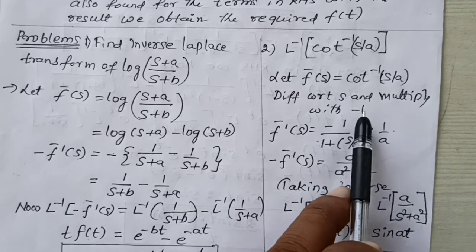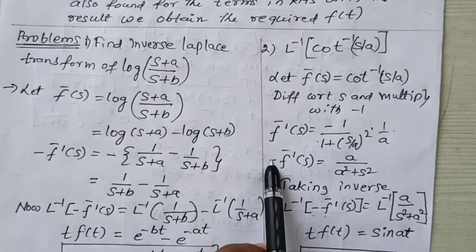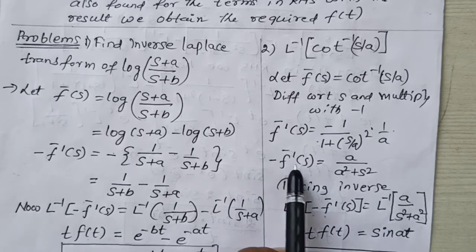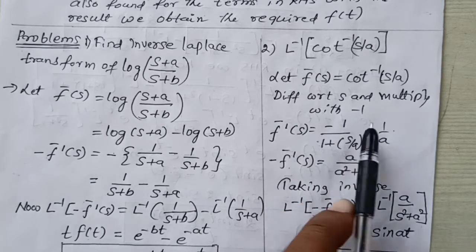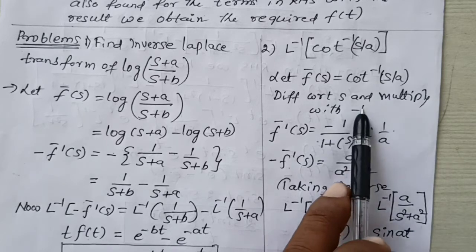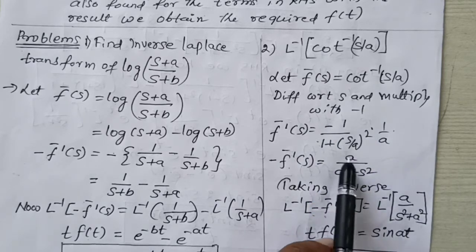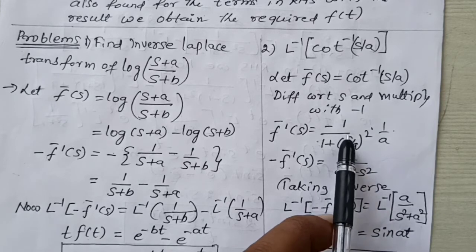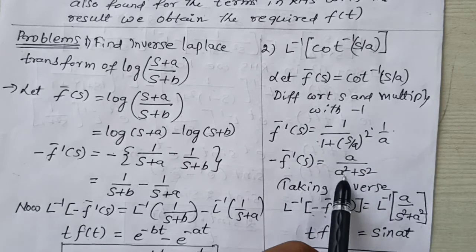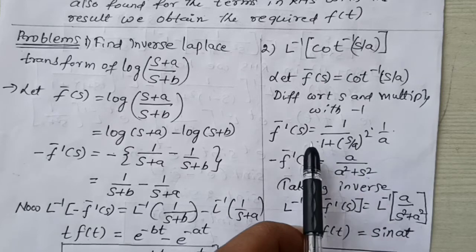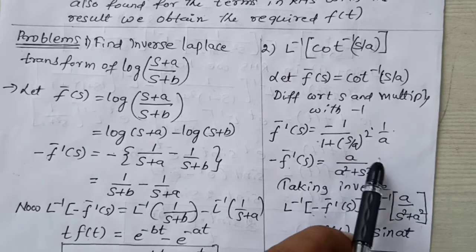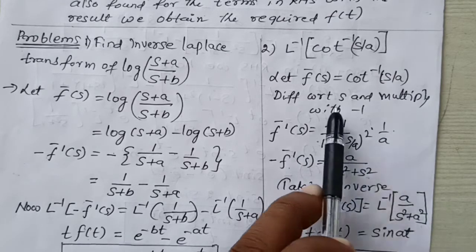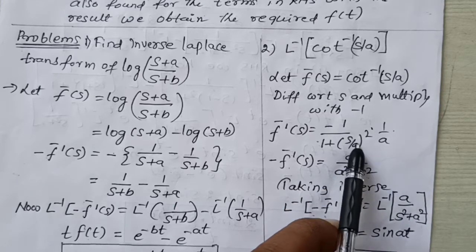So next I have taken the minus symbol on both sides. Minus multiplied by minus gives plus, so minus f dash bar s is equal to a square divided by s square plus a square, divided by a square. So a square, that means 1 by a square here, and one a gets cancelled, a remains here.